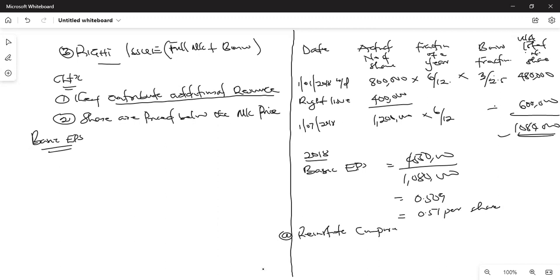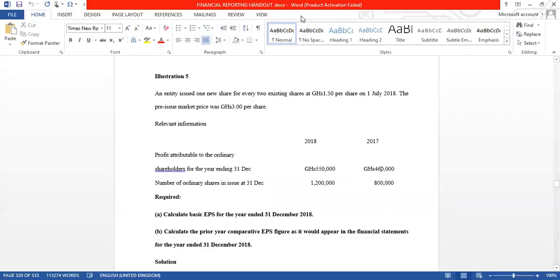In the comparative, we need to find the EPS for that particular year and multiply by the inverse of this bonus fraction. All right. So what we need to go through and do is to find what was here. Here is straightforward. You take 460, you divide it by your 800,000, and that one is easy. Okay, 460 over 800 gives me 0.575 or 0.58. All right, we now need to multiply it by the inverse.